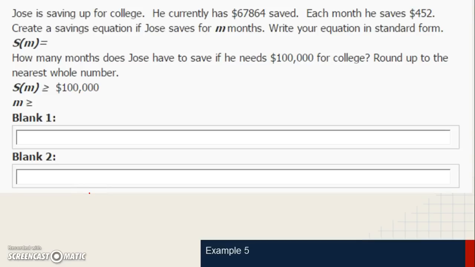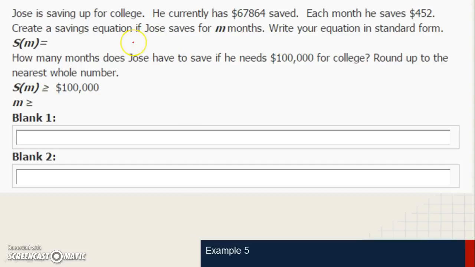Here is our last example for the day. Jose is saving up for college. He currently has $67,864 saved. Each month he saves $452. Create a savings equation if Jose saves for m months. Write your equation in standard form.